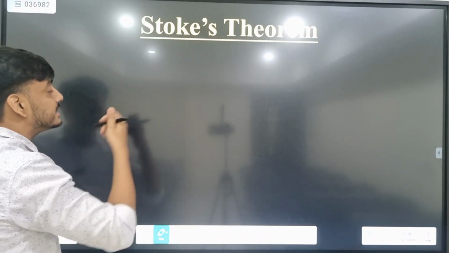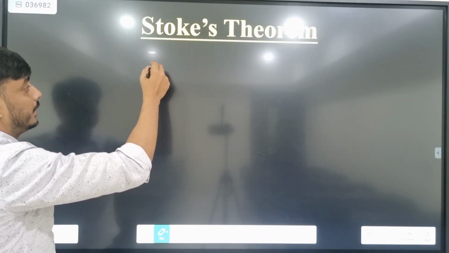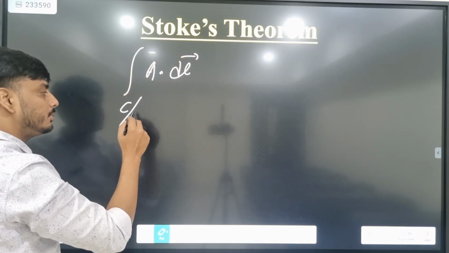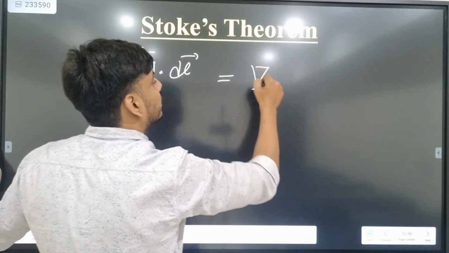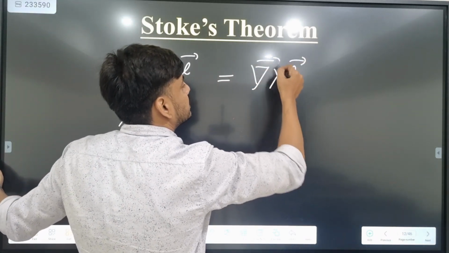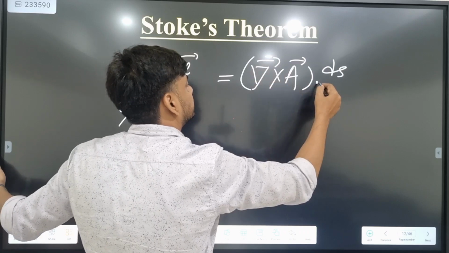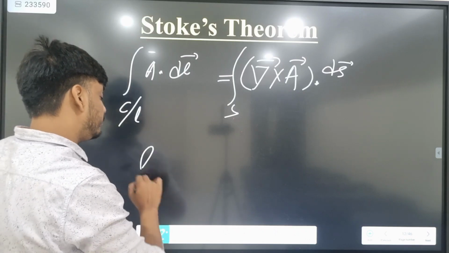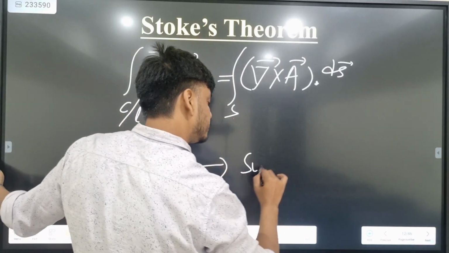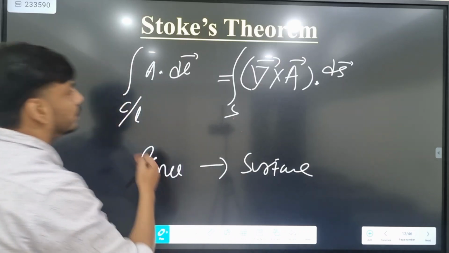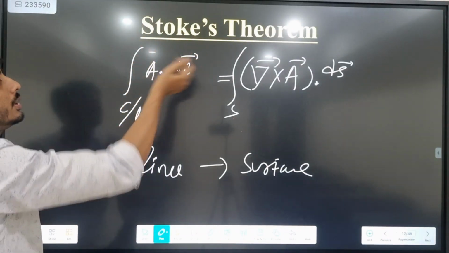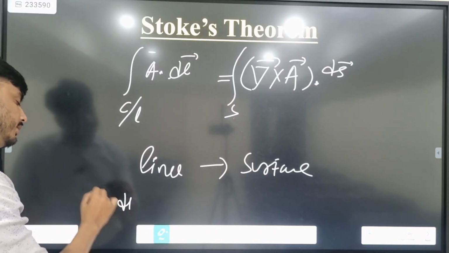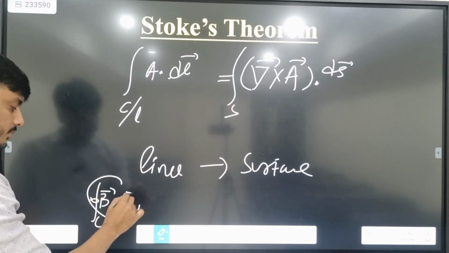So Stokes theorem relates line integral and surface integral. If A dot dl is a line integral, integration over C, a closed path, that is a contour of length L, then this will be equal to del cross A dot ds, integration over S. So the conversion from line integral to surface integral can be done by using Stokes theorem: A dot dl equals del cross A dot ds. A dot dl, like Ampere circuit law, you remember, B dot dl, integration over C. Clear? So this is a line integral.